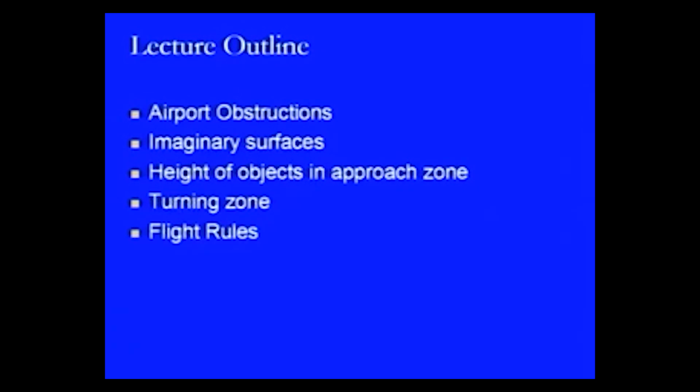Apart from these, we will also be discussing the various types of flight rules, because we have seen in the previous lecture that they also have an effect on airport capacity. The flight rules which we discussed there were the instrument flight rules and the visual flight rules, and we will like to see how they are different from each other and what they are. So, we will be starting with the airport obstructions now.